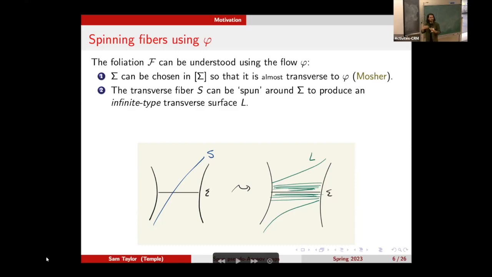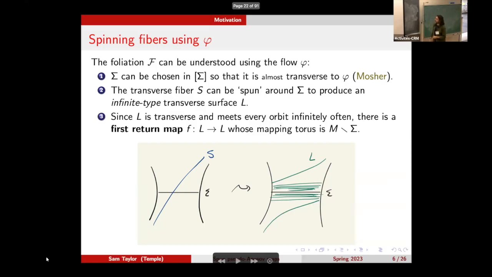Okay, and then if you believed me before that if I have a surface and it's transverse to flow and it intersects orbits infinitely often, then you can realize your manifold as the mapping torus using the first return map. Okay, so just like that, I also have a first return map for this infinite type surface. And if you thought about it a little bit more, what is its mapping torus? Its mapping torus is the manifold minus sigma.